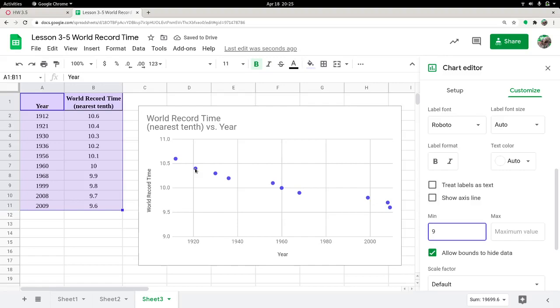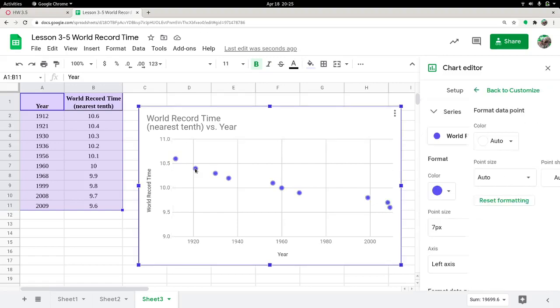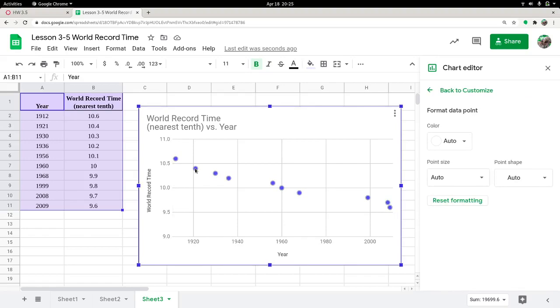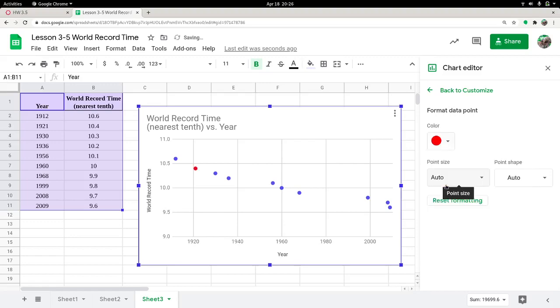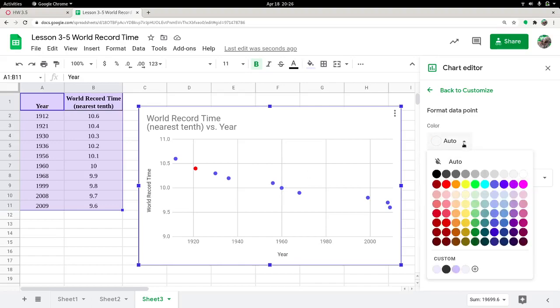All right, and then let's see. I was thinking that point looked good. Maybe I got to click one more time. There we go. I had to click a third time. And let's make it red. And I was thinking this point right here. So let's make that one red.